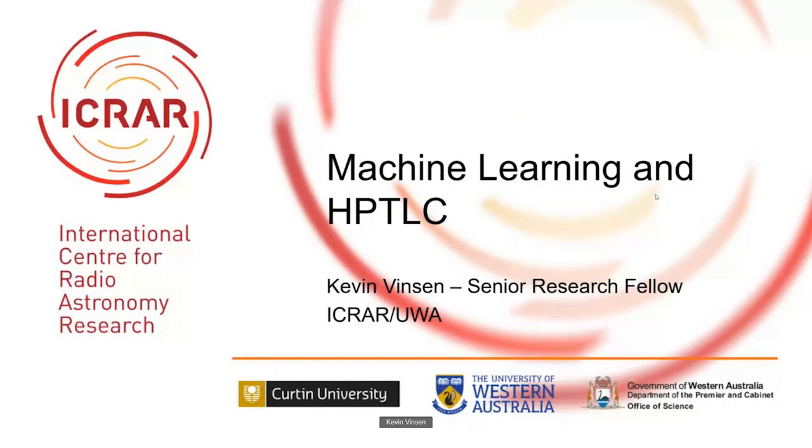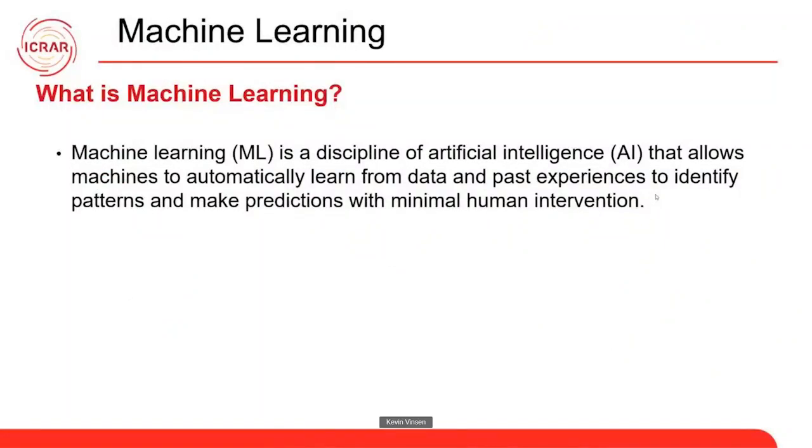I'm here to tell you about machine learning and how it can be used on the outputs of HPTLC. So let's start with the definition. What is machine learning? Machine learning is the discipline of artificial intelligence that allows machines to automatically learn from data and past experience to identify patterns and make predictions.